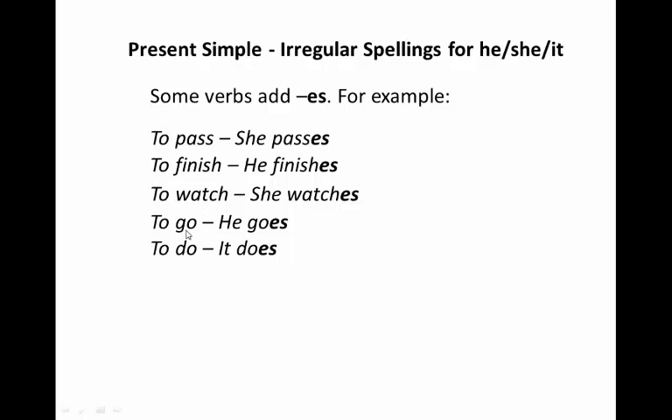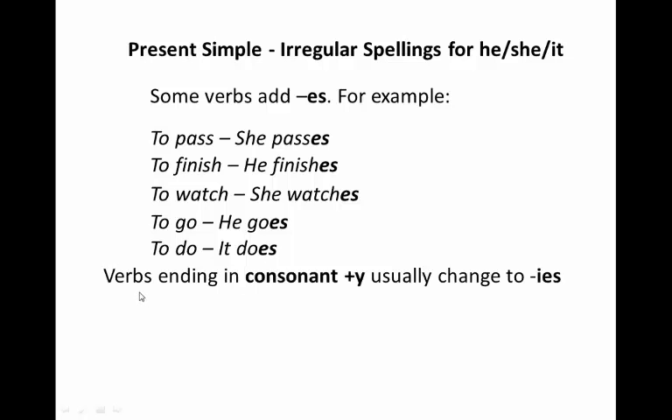Some verbs ending in o, especially to go, he goes, add es, to do, it does, add es. Verbs ending in a consonant plus y usually change to ies. So example, to study, D is a consonant, Y, she studies. To try, R is a consonant, and Y, he tries.